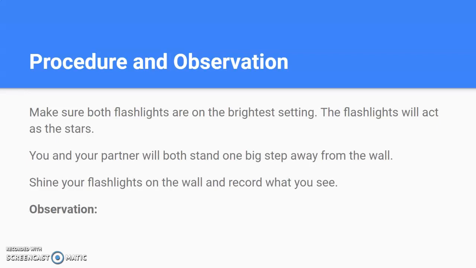Procedure and observation. Make sure both flashlights are on the brightest setting. The flashlights will act as the stars. You and your partner will both stand one big step away from the wall. It's important that you're the same distance away from the wall for the first part of this experiment. Shine your flashlights on the wall and record what you see.